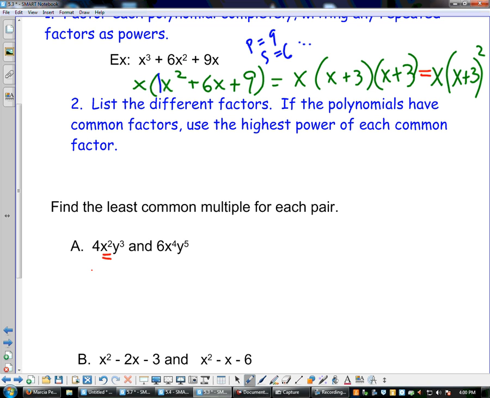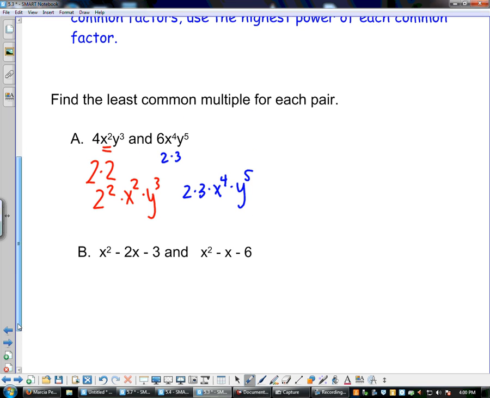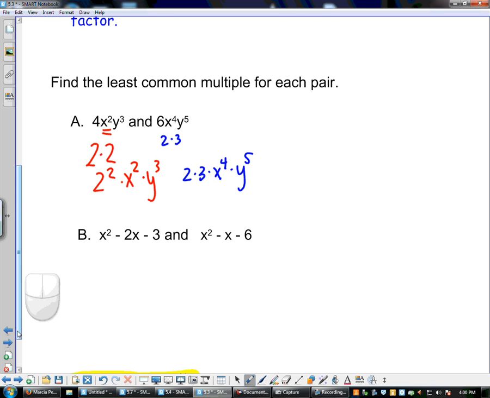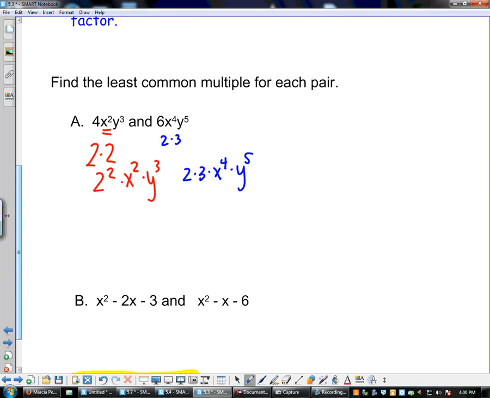So this is really going to be 4, which is 2 times 2, or 2 squared, times x squared times y to the 3rd. And when I factor 6, that is the same as 2 times 3. So I have 2 times 3 times x to the 4th, y to the 5th. So my least common multiple would have to use each of those. If it's repeated, I want the highest power.